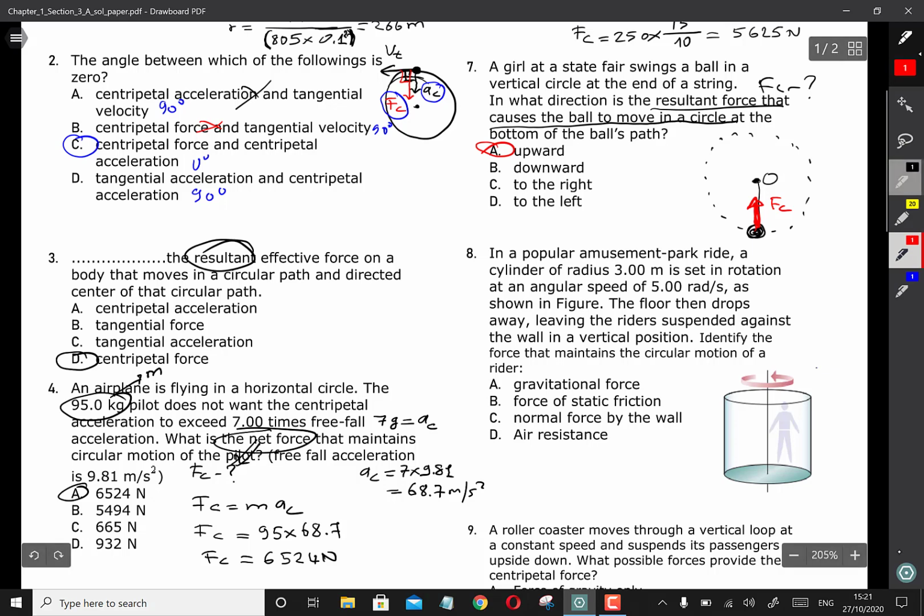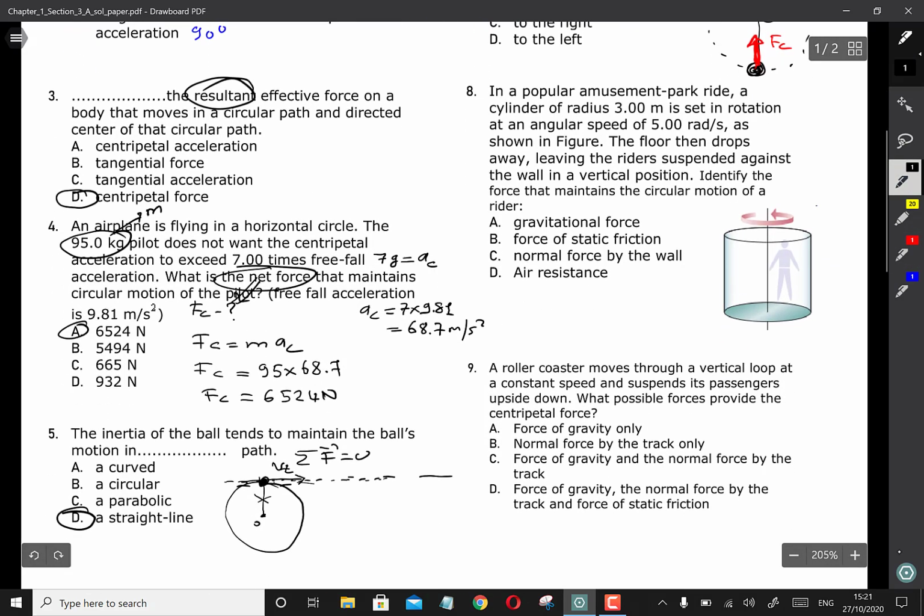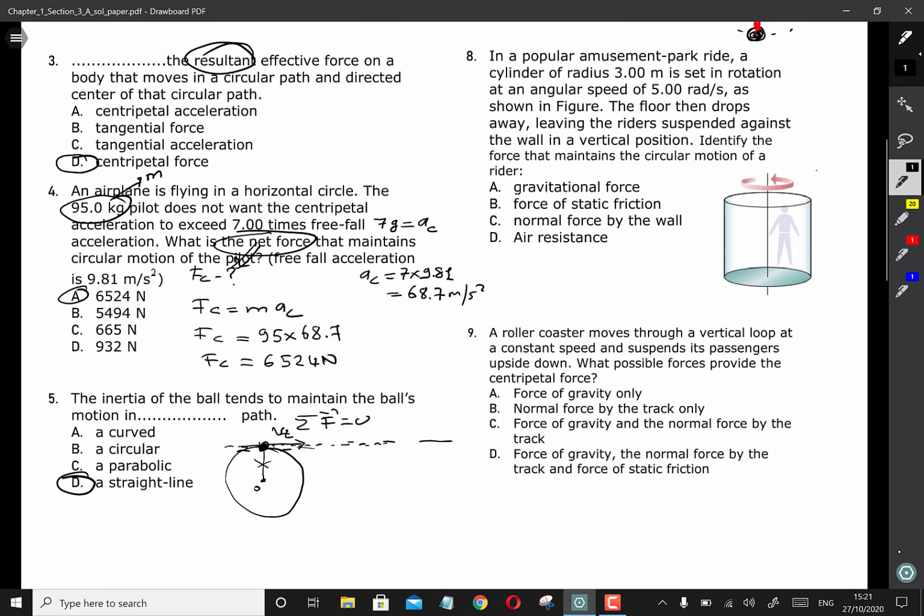Question number 8. In a popular amusement park ride, a cylinder of radius 3 meters is set in rotation at an angular speed of 5 radians per second as shown in the figure. The floor then drops away, leaving the rider suspended against the wall in a vertical position. Identify the force that maintains the circular motion of the rider. So as this cylinder is spinning, the rider is following a circular path. His body is following a circular path. So this is the center of the circle.